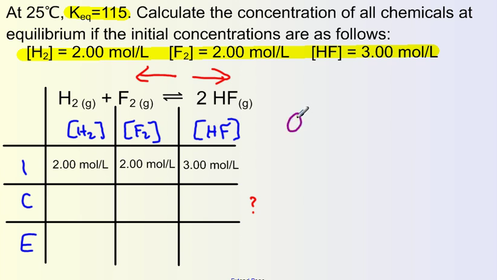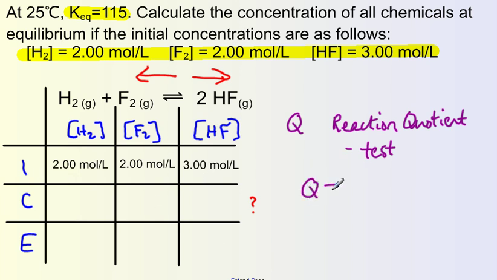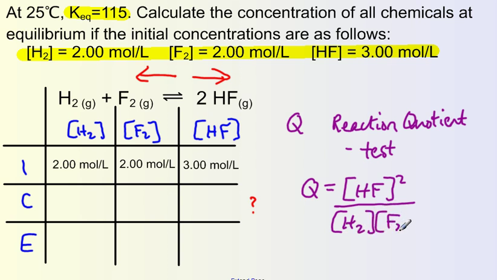So what we do here is we calculate Q, the reaction quotient, and it is a test. This is a test that we do with the numbers to check how close we are to equilibrium and what direction we need to go to reach equilibrium. To calculate Q, we set things up the same way as if we're calculating the equilibrium constant. So in this case, the concentration of HF squared divided by the concentration of hydrogen and the concentration of fluorine.